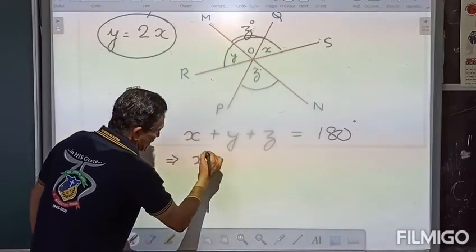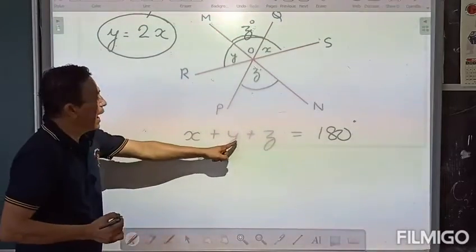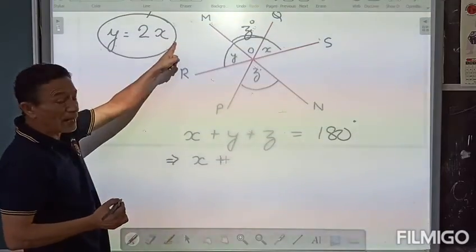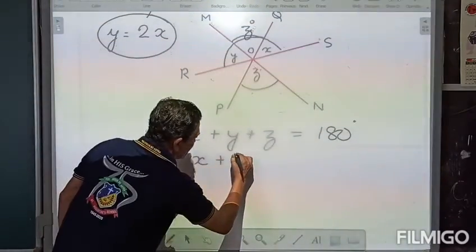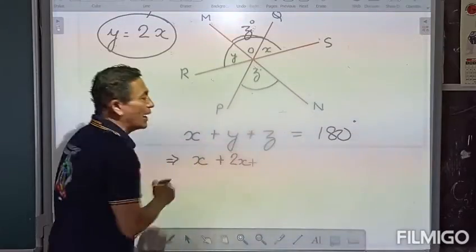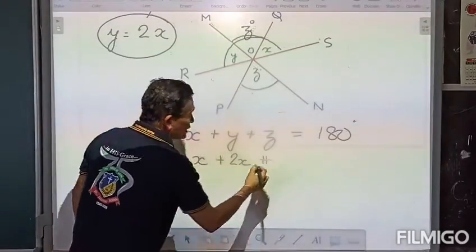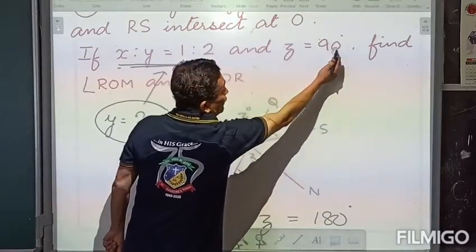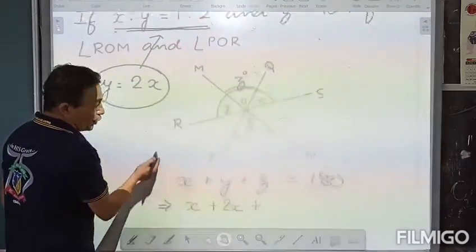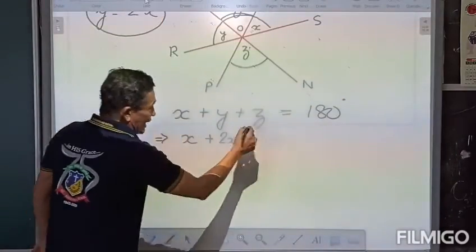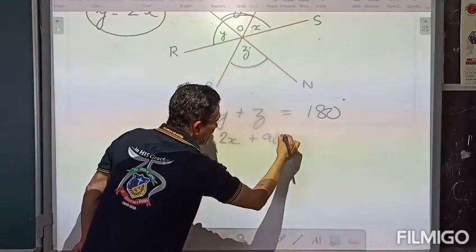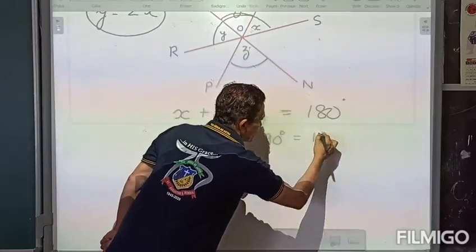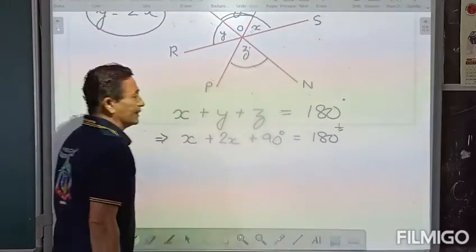I can prove and say that X plus Y. Now Y is same as 2X. So instead of Y, I substitute it with 2X, plus Z. If I look at the question, Z is already given as 90 degrees. So here I can substitute and write it as 90 degrees. So that is supposed to give me 180 degrees.